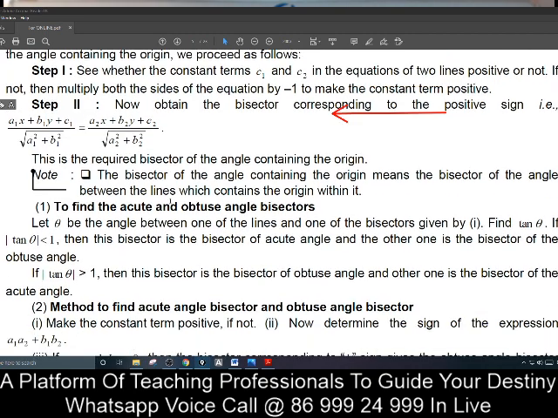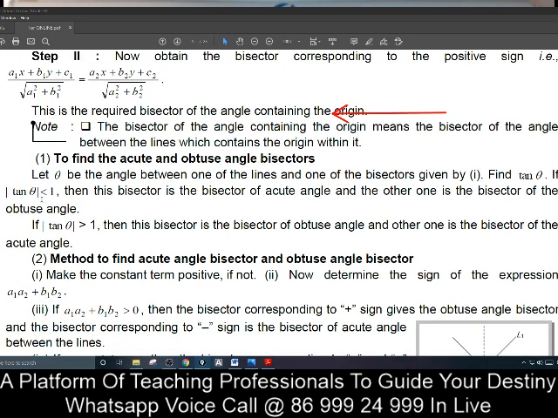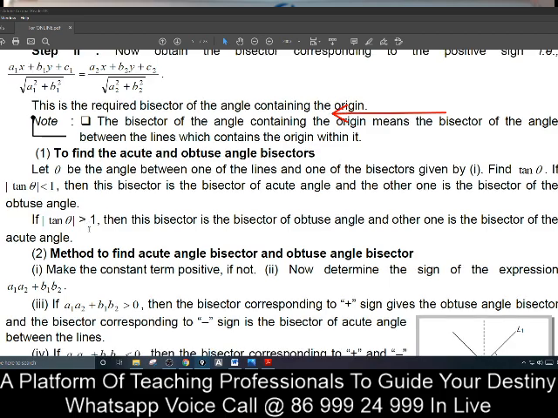To find the acute or obtuse angle bisectors, there is a different method given, by finding tan theta. If tan theta is less than 1, it will be less than 45 degrees and double of it will be less than 90. Like that also we can do. If tan theta is greater than 1, it will be greater than 45 and thereby it will be the obtuse angle bisector. Like that also we can do.